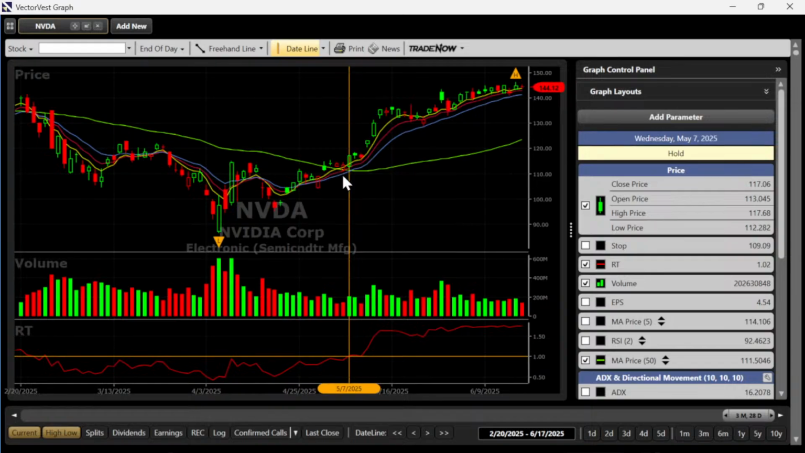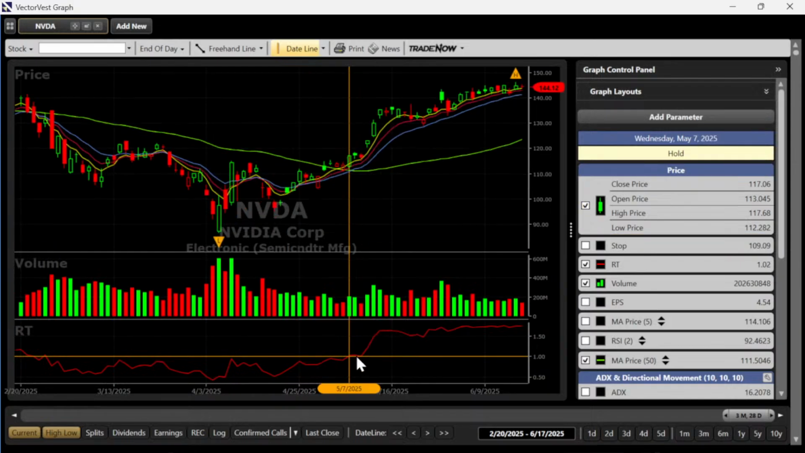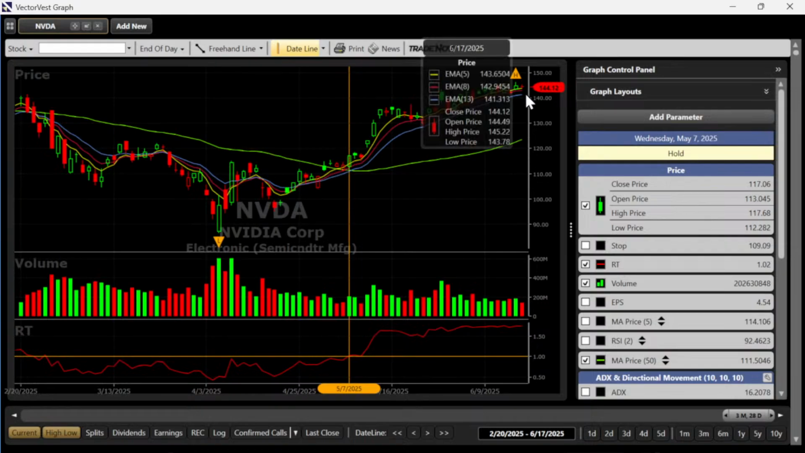Price is still above the 50, actually pulling away from the 50 even more so. You have the separation of those three EMAs, really nice fanning out. RT is moving higher. Okay, there's your trade, right after the squeeze occurred and the move began. We are way late here. This is not an EMA squeeze setup.